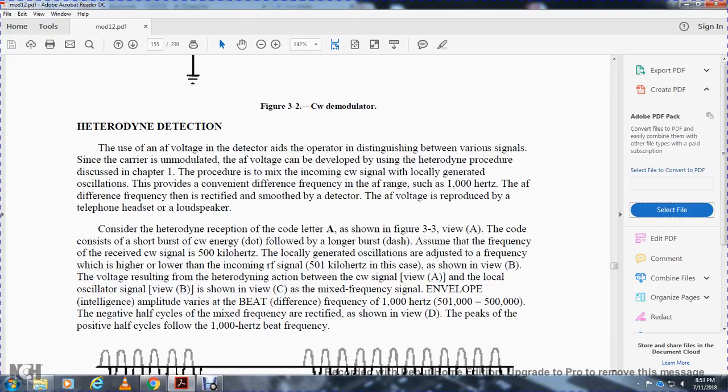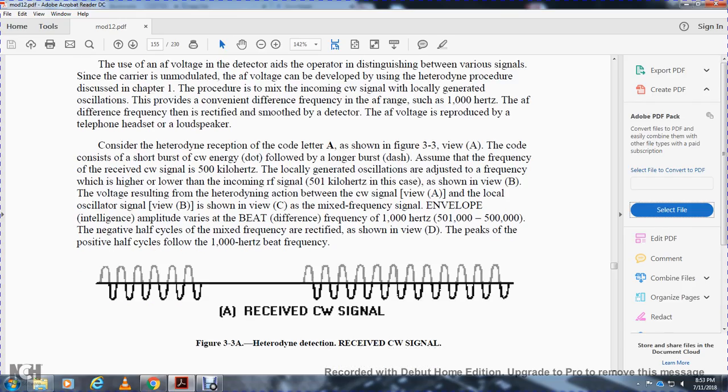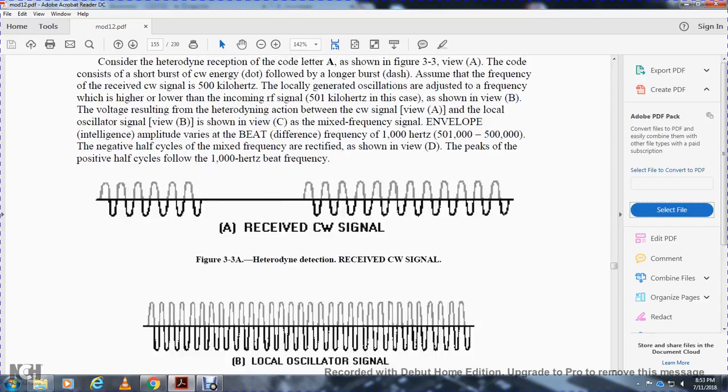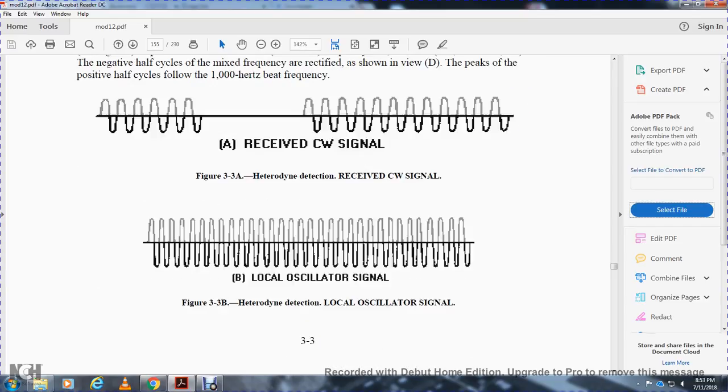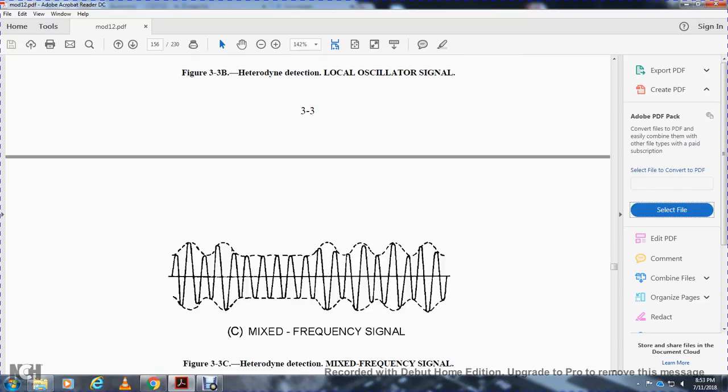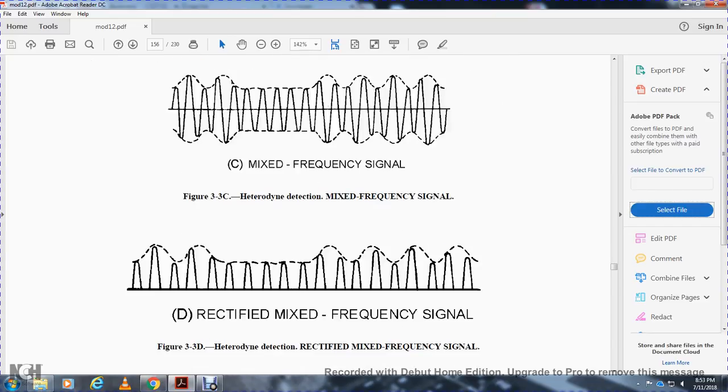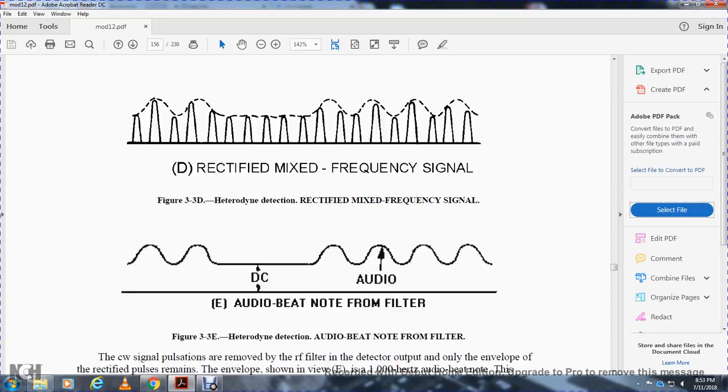The intelligence amplitude varies at the beat difference of 1000 Hz, with the negative half cycles of the mixed frequency rectified and shown as UT. The peaks of the positive half cycle follow the 1000 Hz beat frequency. The received continuous wave signal, the local oscillator signal, the mixed frequency signal, and the rectified mixed frequency signal are all part of heterodyne detection.